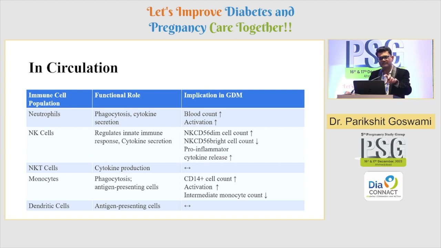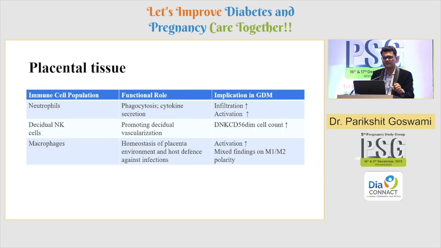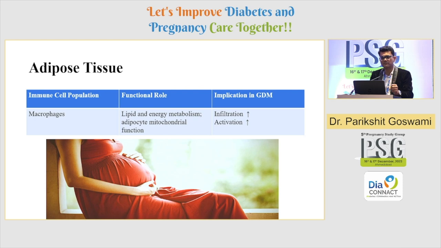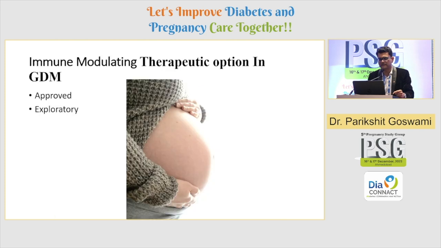In circulation, these are the immune cell populations: neutrophils, NK cells, NKT cells, monocytes and dendritic cells. And they all have a different functional role and implication in gestational diabetes. In the principal tissues there are also neutrophils, resident NK cells and macrophages, and at the level of adipose tissue. And that's why we are talking about obesity in a younger woman. These macrophages have a lot of role to play at the adipose tissue, which leads to lipid and energy metabolism and adipocyte mitochondrial function changes, and the implication is increased infiltration and increased activation.